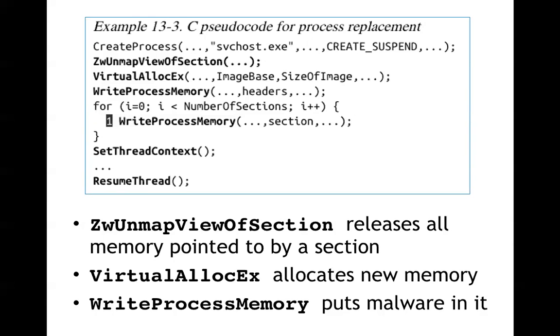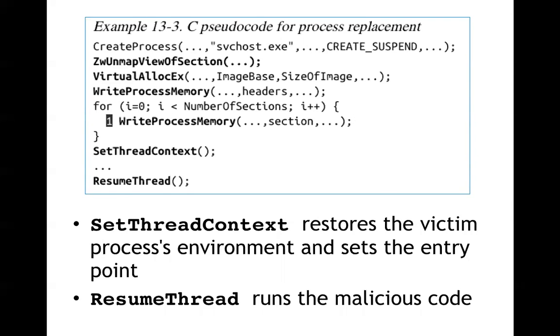You unmap the view of the section, allocate new memory, and then write process memory to put malware in it. And then you set thread context to restore the process's environment and resume the thread to start it again. But now the RAM is different.